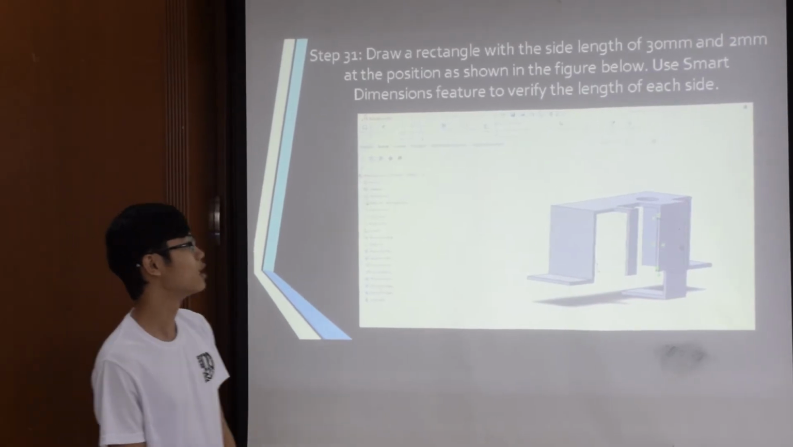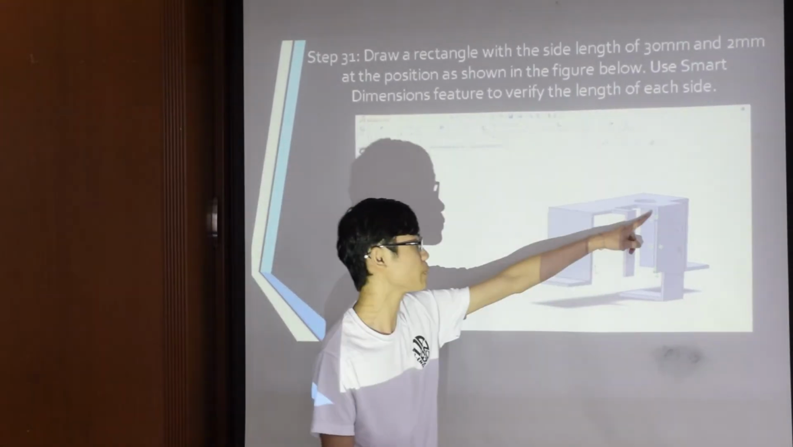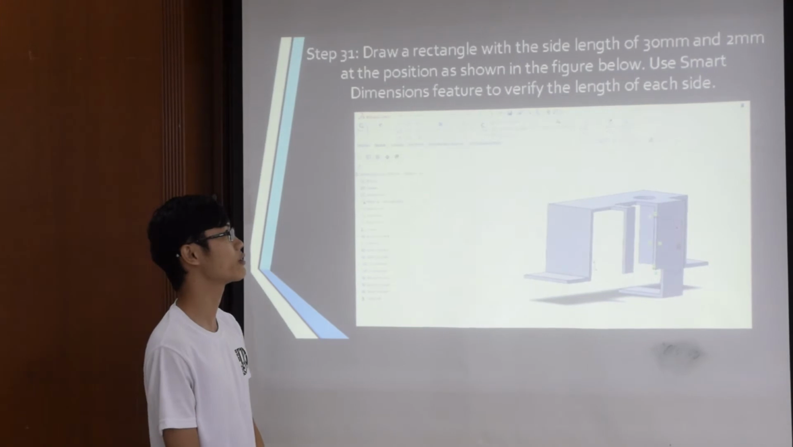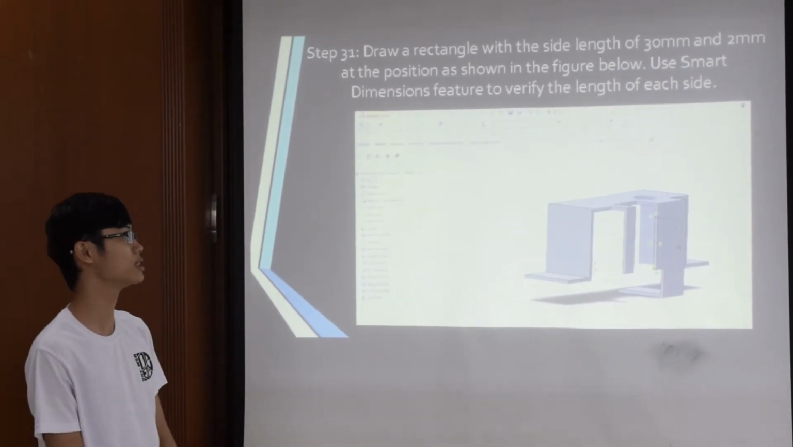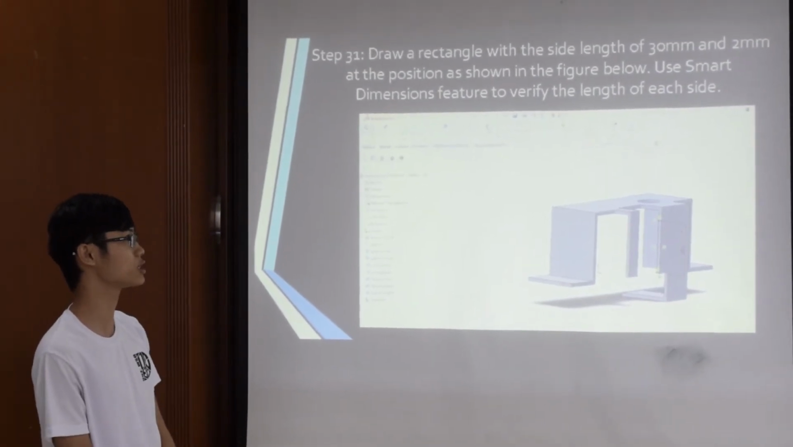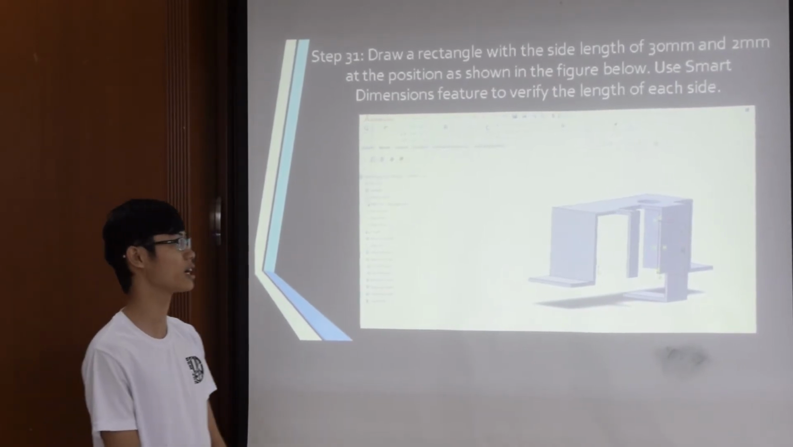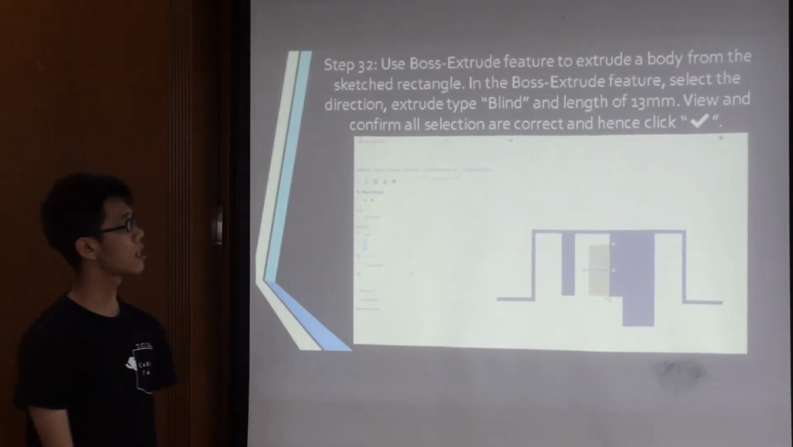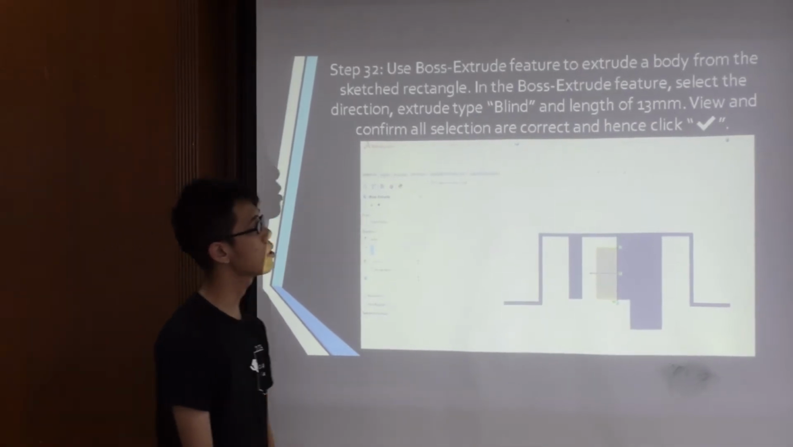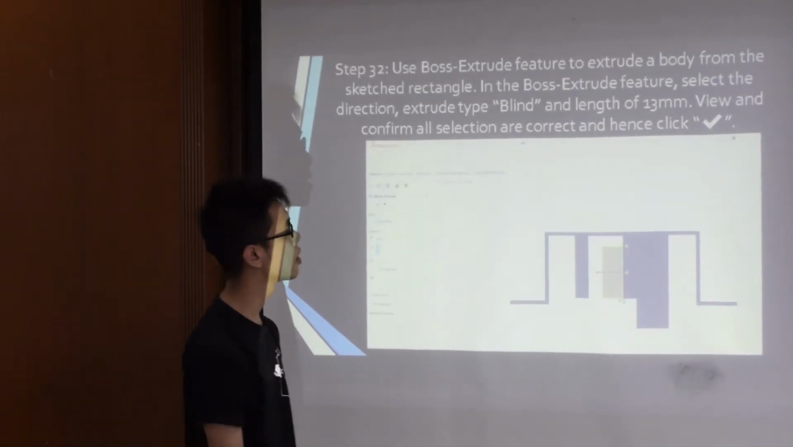Next, select sketch and select this plane. Then draw a rectangle with a side length of 30 mm and 2 mm at the position shown. Use the smart dimension feature to verify the length of each side. Then we use boss extrude feature to extrude a body from the sketch rectangle.